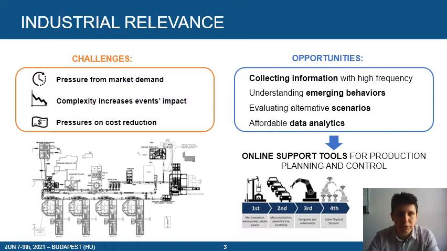This work is motivated by the fact that in the last years, manufacturing systems became very complex in response to pressures for cost reduction, a lot of pressures on the market demand towards a very high customization, and the complexity increased a lot. The result of the complexity is that even small events can cause a big impact on the manufacturing system performance. And so there is the need for online support tools that can help to plan and control the production. In the last years, at the same time, we had a tremendous development of technologies that can help the development of these tools, such as affordable data analytics and the possibility to collect information and gather a very clear idea of what is the system state at any time.